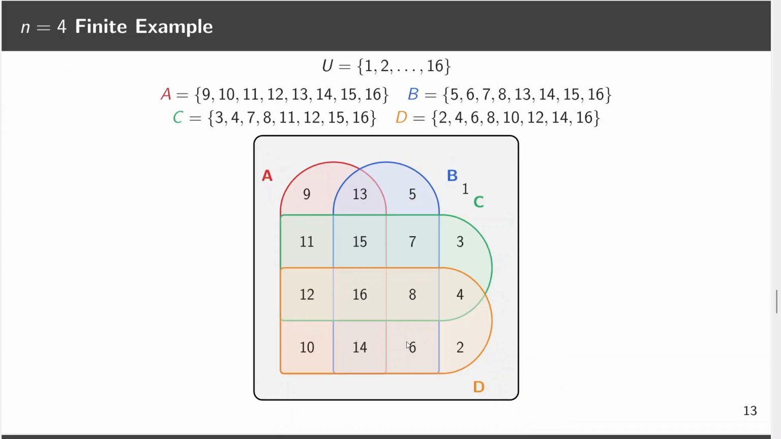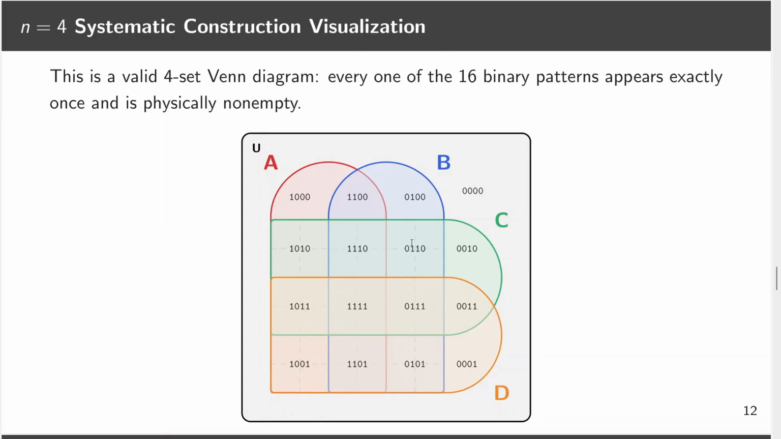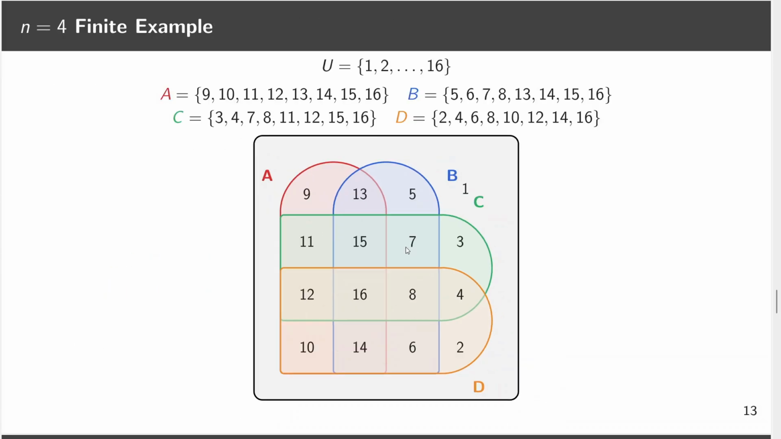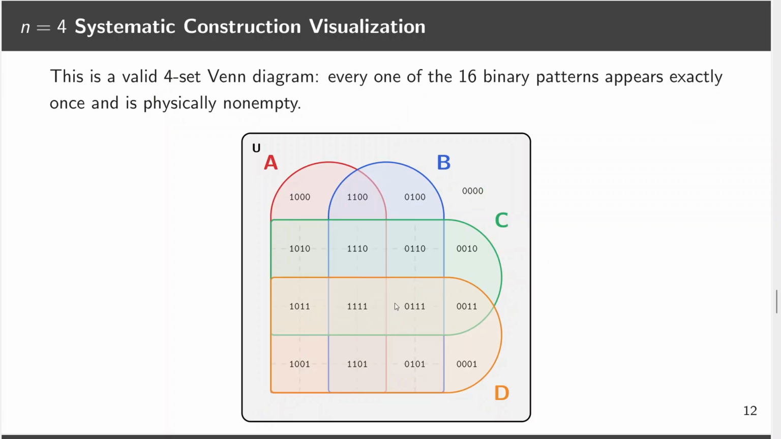The number 7. In A, no. In B, yes. In C, yes. In D, no. Odd. Code 0110. 7 belongs to B and C, but not A or D. The number 8. In A, no. In B, yes. In C, yes. In D, yes, even. Code 0111. 8 belongs to B, C, and D, but not A.